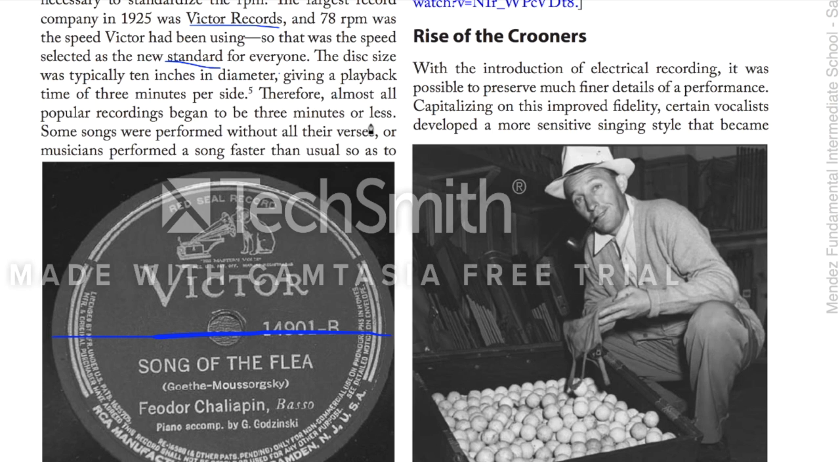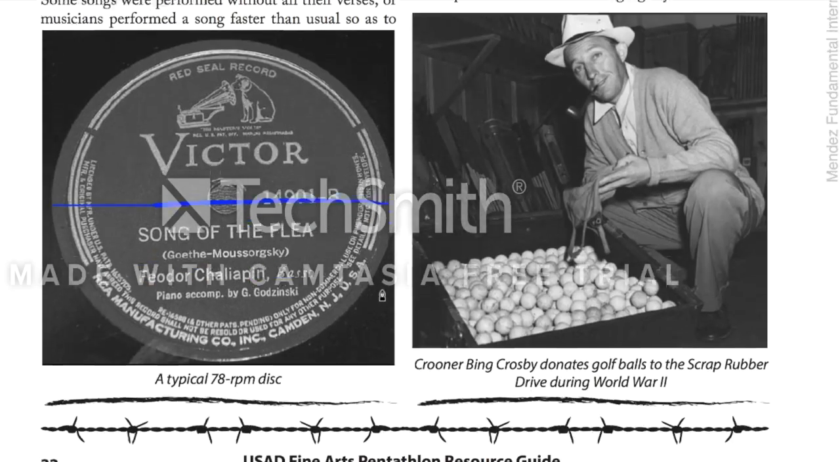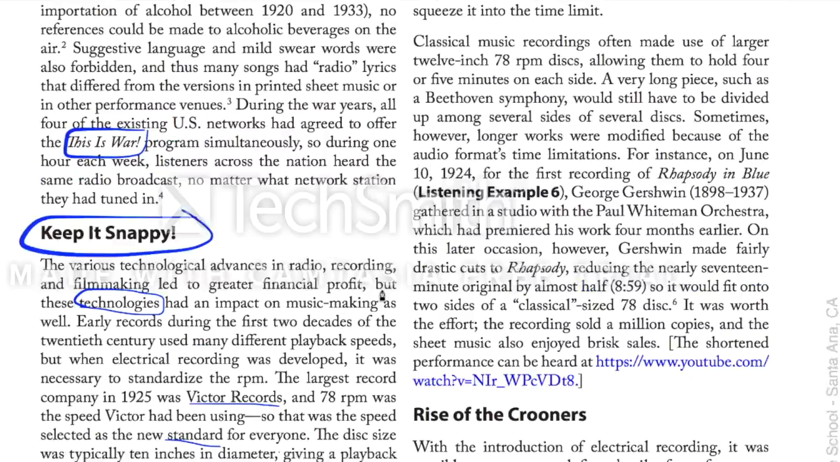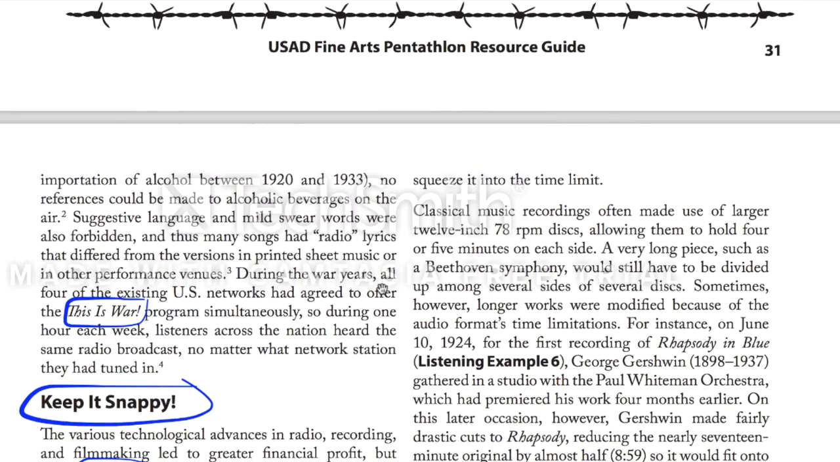Have you guys ever wondered why most of the songs you listen to are roughly around 3 minutes? Well, this is why. Isn't that interesting? Some songs were performed without all their verses, or musicians performed a song faster than usual so as to squeeze it into the time limit, right?